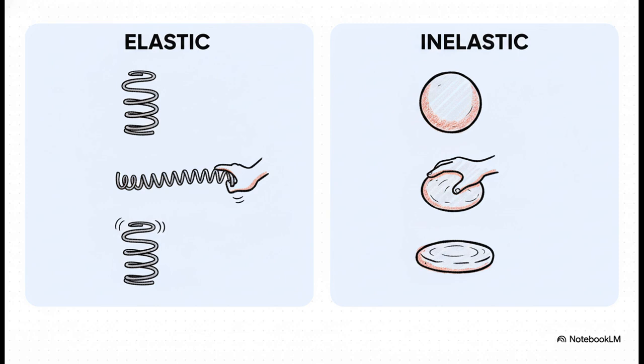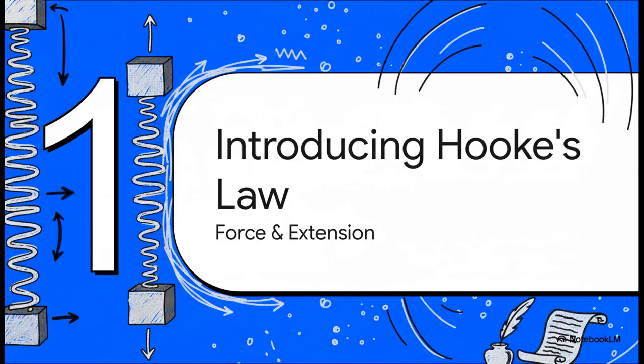On one hand, you have elastic things. The perfect example is a spring. You stretch it out, let go, and boom, it snaps right back. But on the other hand, you have inelastic materials. Think about a lump of clay. You squash it, and it just stays squashed. That permanent change is the big difference, and it's exactly where we're so interested in springs. So the big question is, how do we actually describe what these special elastic things are doing?